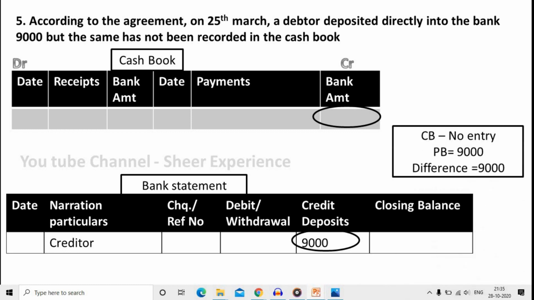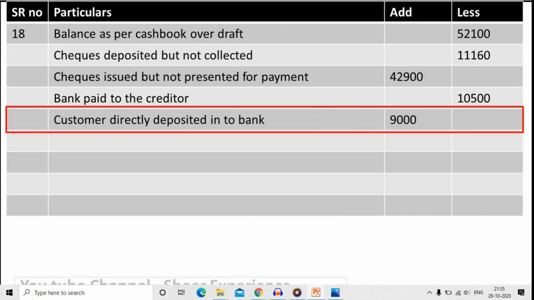The difference is 9,000. So passbook balance is more than cash book balance. When I am preparing the bank reconciliation statement with cash book overdraft balance, then I have to refer our check to passbook balance. Here passbook balance is more. So I will mention the amount in the add column.